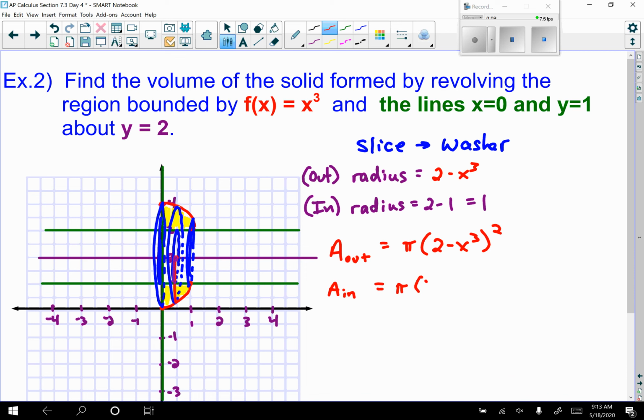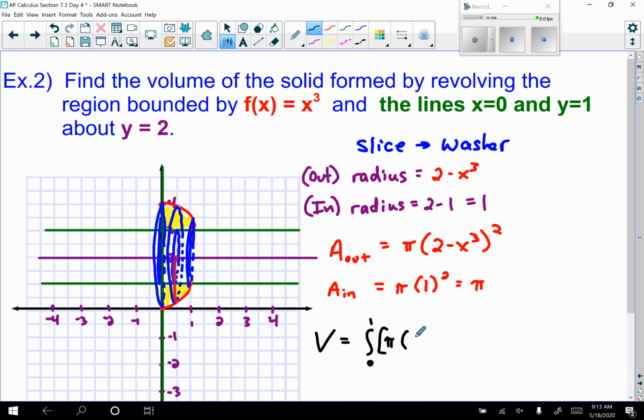So now my volume, there's no symmetry to worry about here. I'm just going from 0 to 1. Put the pi, actually I'm going to put the pi on the inside here for a second. So the volume is going to equal, let's say, the integral from 0 to 1 of pi times the quantity 2 minus x cubed squared, minus just pi, and then we'll have dx.